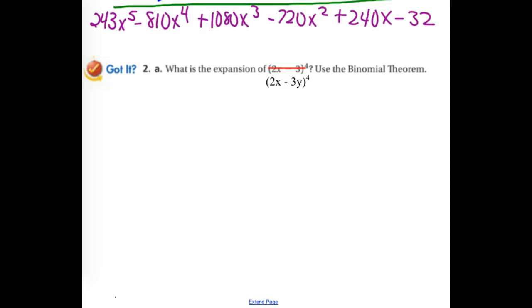The row has to start with what? Well, it has to start with a 1. What's the next number in that I want? A 4, right? I'm raising it to the 4th power, so I need the row that starts 1, 4. Okay? So 1, 4, then what? 6, 4, 1. Yes? Okay. My next piece. I have to take my A term, and A is 2x. So each of these needs a 2x.